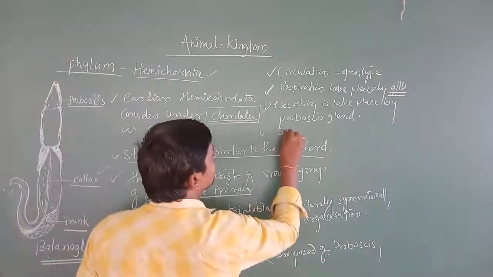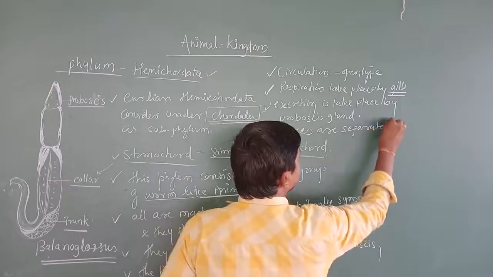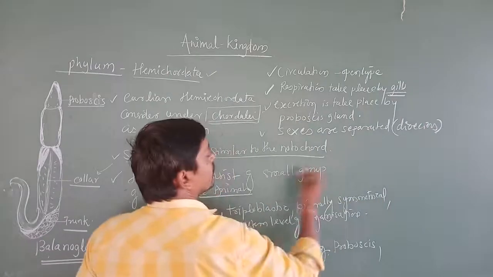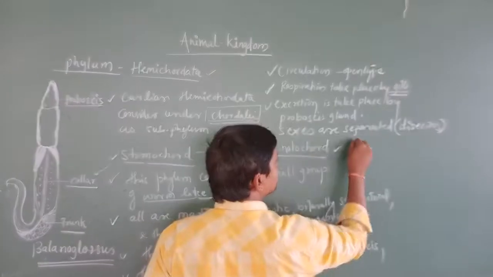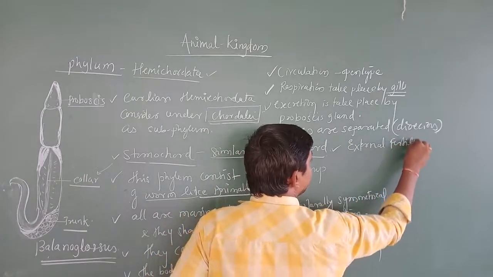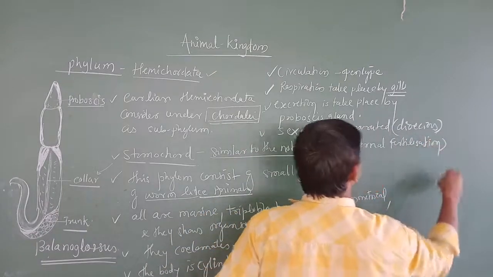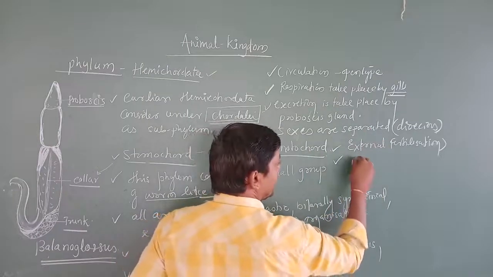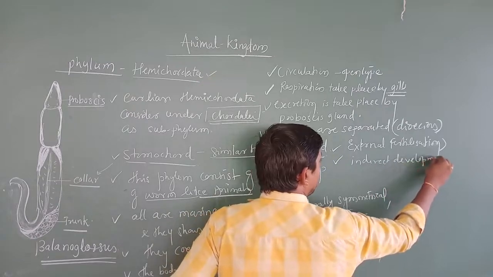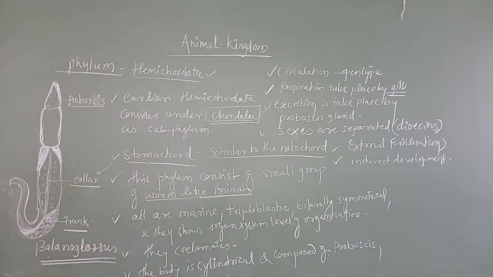The next, sexes are separated, in the sense what? Dioecious. The next one is external fertilization. And the last one is indirect development. Indirect development. Balanoglossus. Another one they have given here, Cephalodiscus.